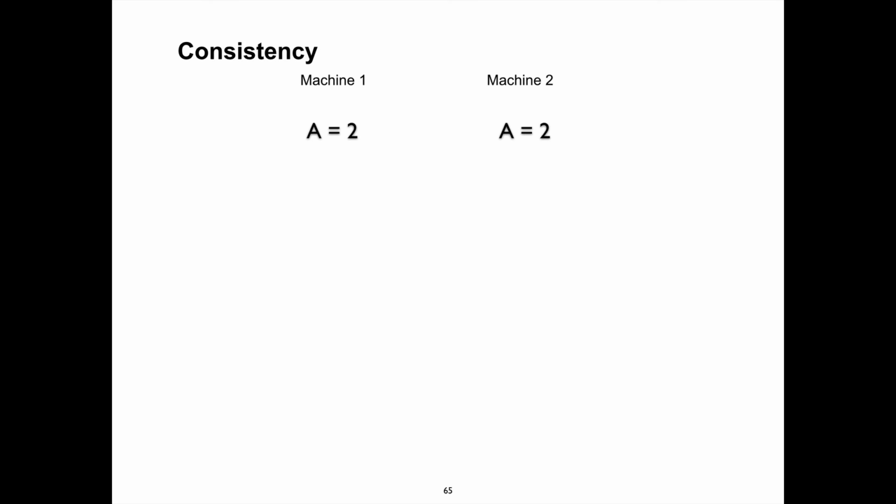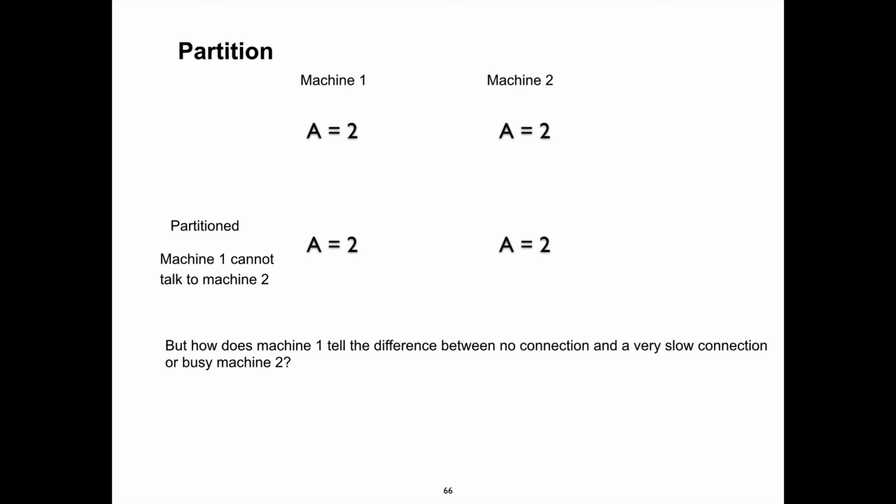So consistency, what do we mean? Here, machine 2 changes the value, and now if you allow machine 1 to read the value, it's not consistent. Partitioning: we start out here, and all of a sudden the network goes down. Two machines can't talk to each other temporarily for some reason. Who knows why?